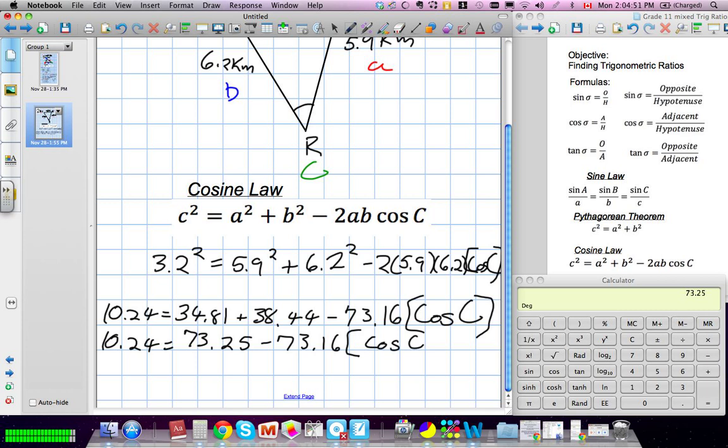Now what I'm going to be doing is I'm trying to isolate for C. That means I want to move all these other constants, all these numbers, to the left side of the equation. I want to keep the C by itself. So I'm going to move 73.25. This is another part where people usually make mistakes. We get 10.24. When I move 73 over, what does it become? We get negative 73.25 is equal to, what is left? Negative 73.16 times cos C.